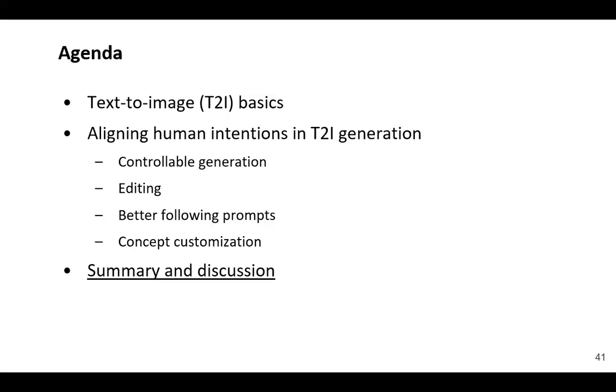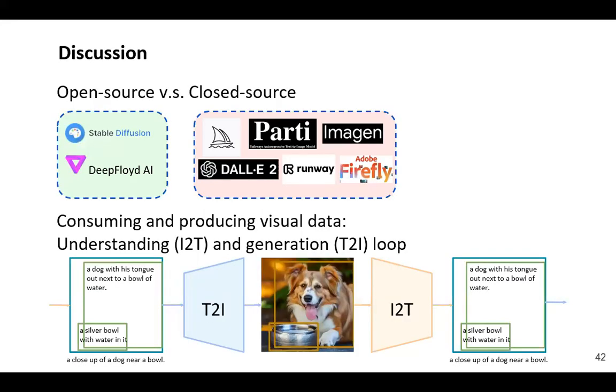So finally, as a quick summary of today's presentation, we talked about the following 4 aspects of related work in alignment in text-to-image generation: controllable generation, editing, better following of text prompts, and concept customization. I would like to quickly end with some interesting discussion, or more like observations. One is the discussion in the text-to-image generation community regarding open source versus closed source code bases.